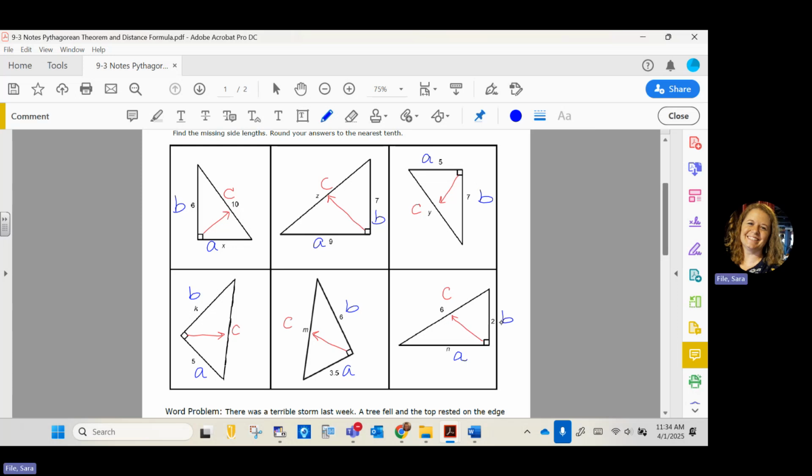Easy enough to label, right? All right, so now we're going to set up the equation. So I'm going to zoom back in.